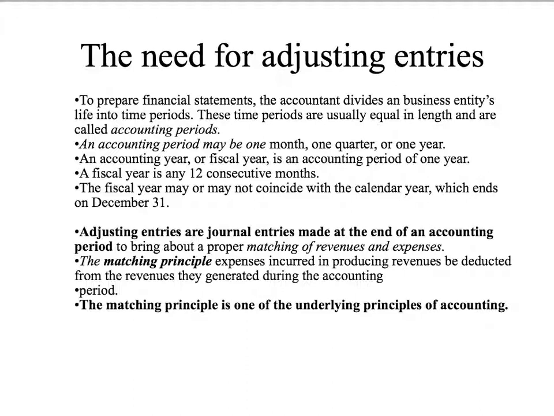Now, in order for a company to prepare financial statements, it has to have a cutoff time. An accountant has to divide the business entity's life into time periods. These time periods are usually a year in length, could be a quarter or a month, and they're called accounting periods. Now, we refer to the accounting year as the fiscal year. That is one accounting period of 1 year. Compare the fiscal year to a calendar year, which is 12 months ending December 31st. The fiscal year is 12 months, any consecutive 12 months during the year.